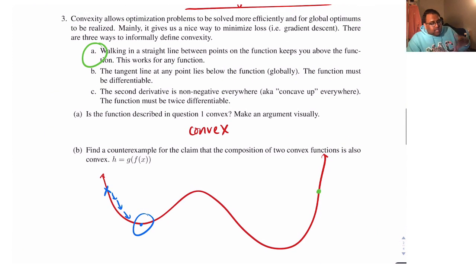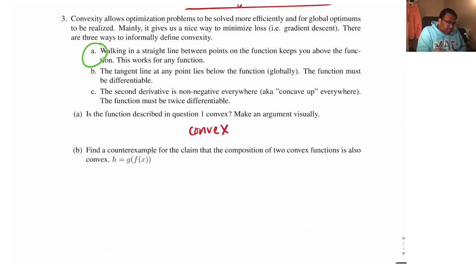Okay, and there are ways to determine this algebraically as well with what's known as the Hessian matrix, but again, not in the scope of this course. In part B, we're asked to find a counterexample for the claim that the composition of 2 convex functions is also convex. Okay, and so let's define my 2 functions here.